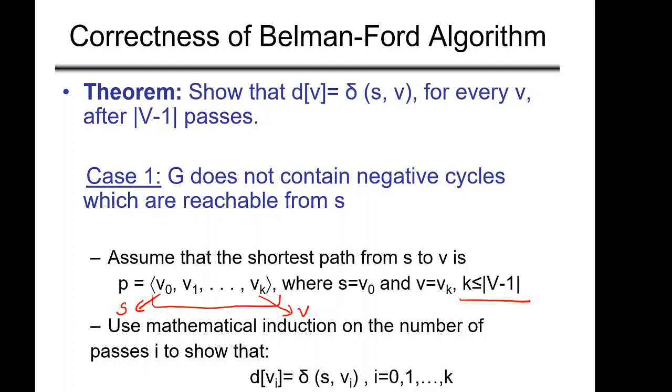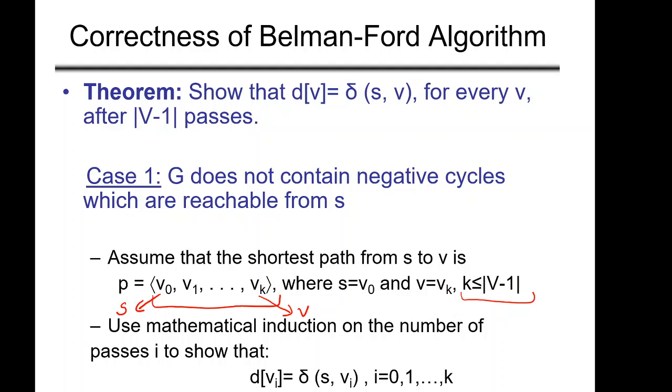So how many maximum nodes can any path have? It has all the nodes, right? So how many nodes are there? There are V nodes, right? So since K is starting from 0, the maximum value of K is V minus 1. Okay, so this is what is written here. Since the path is simple, the value of K is this. Okay, now let's prove it by induction.